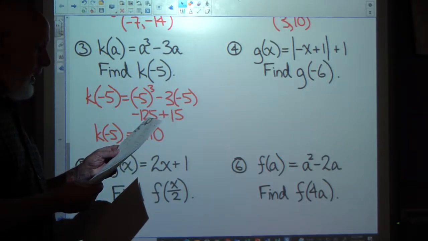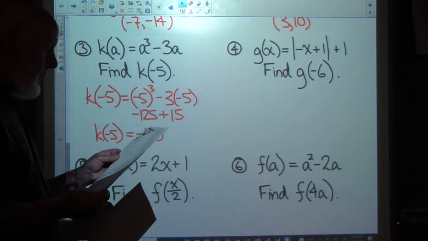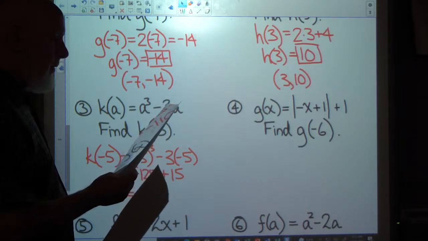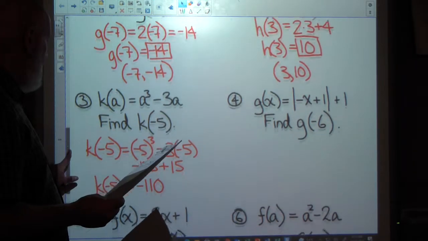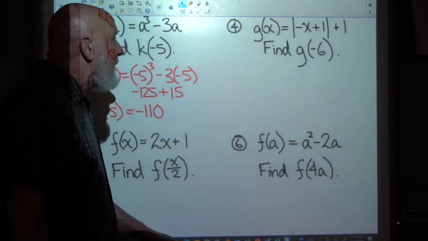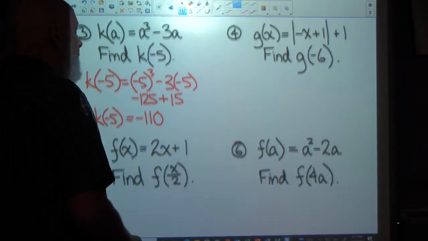3 kVA, negative 110. Yay! Did I get the first two right? Negative 14 and 10. Yay! I'm on a roll. All this high-level arithmetic. There we go. I've got an absolute value function, it looks like.